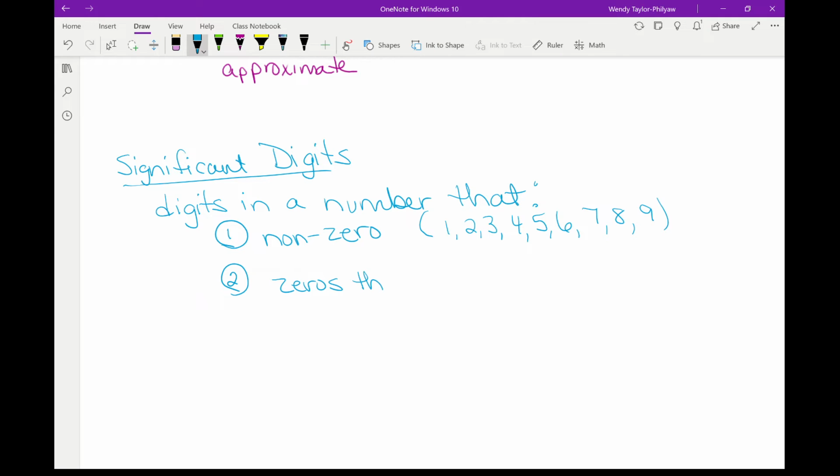Zeros that are at the end of a decimal, and by that we mean if we have something like 0.32500, okay, these two zeros are at the end of a decimal. So here's our decimal point. Therefore, we would consider those zeros to be significant.